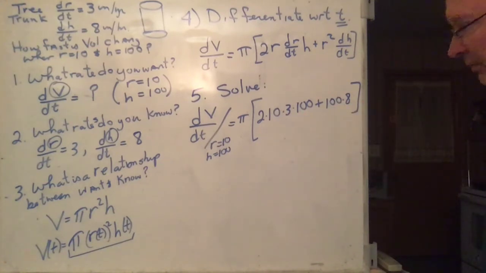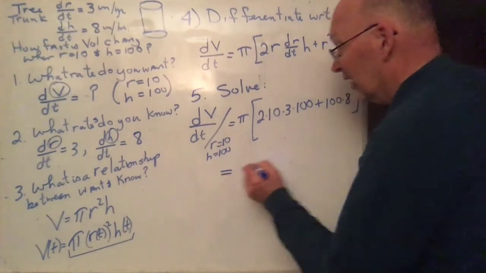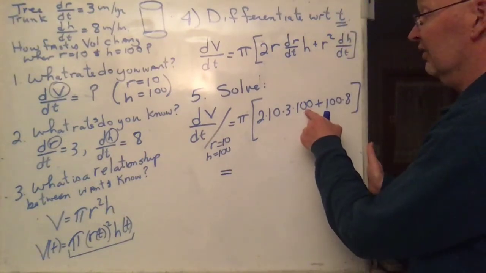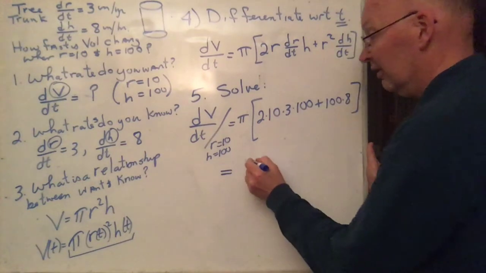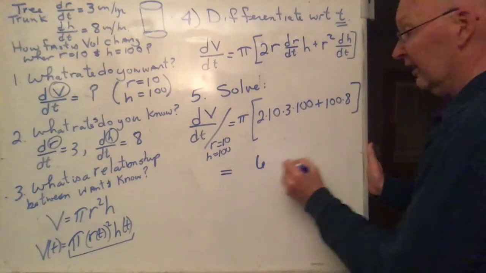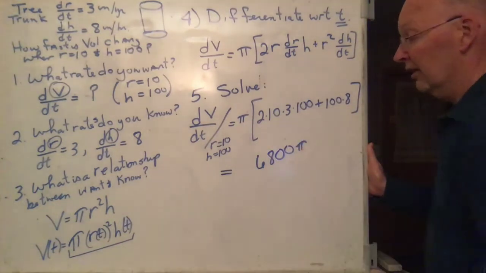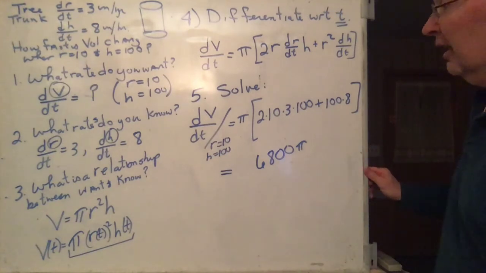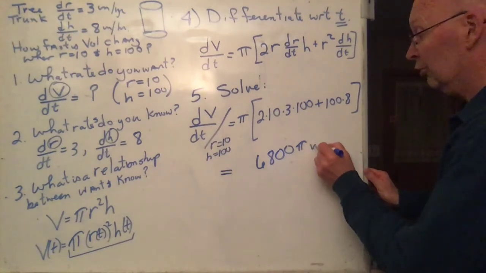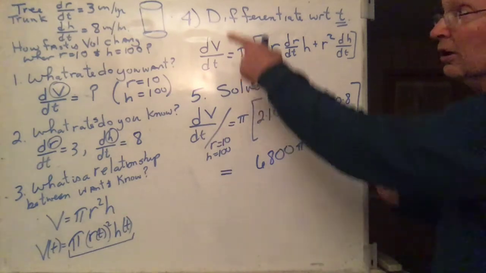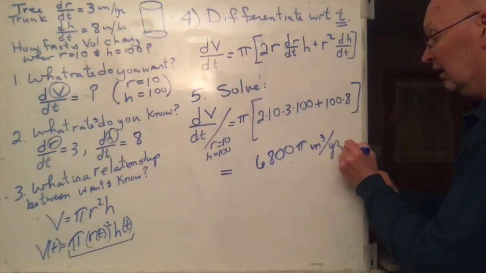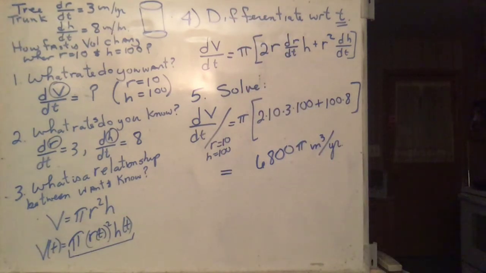So very good, and here we go. What do we get here? This is 100, 1,000, 6,000, and this is 800. So 6,800 pi. There you go, 6,800 pi, and the units would be what? Cubic inches per year, I guess, right? Per year.